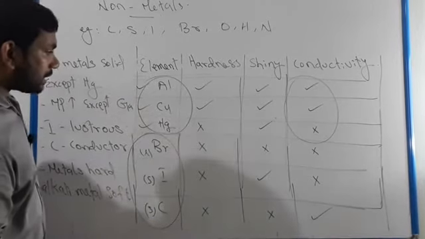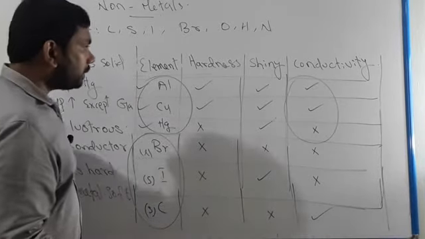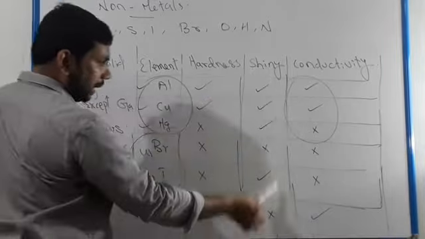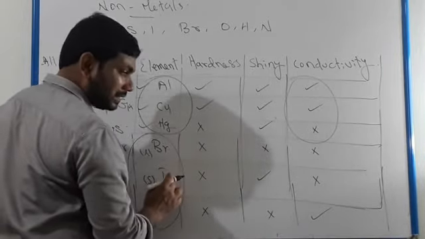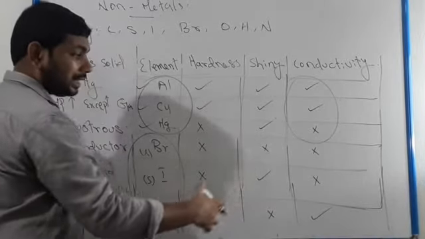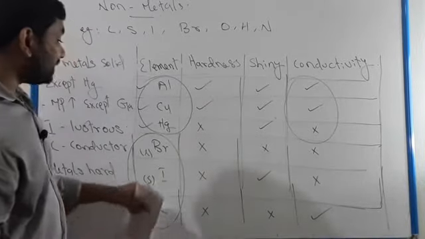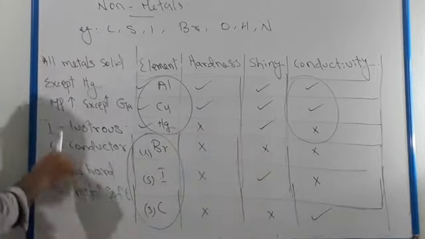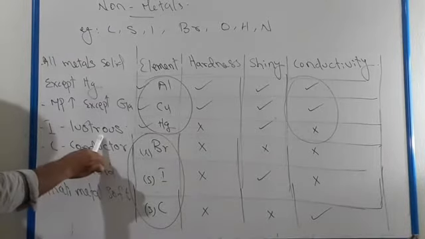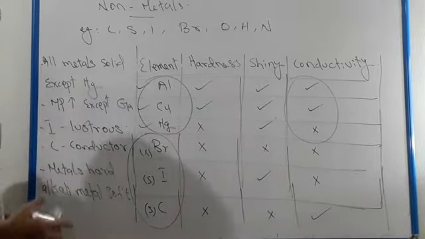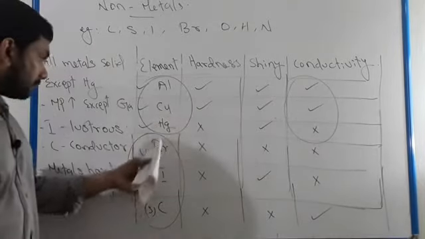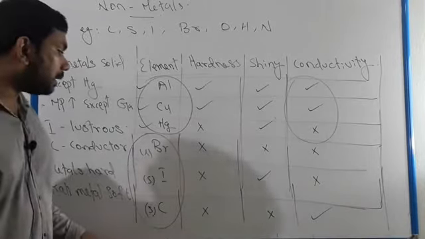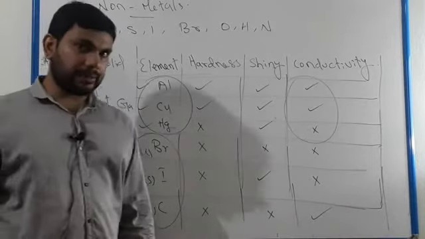And see here their properties, shiny. Iodine has lustre, which means iodine is shiny. But the rest, bromine and carbon, are not shiny.